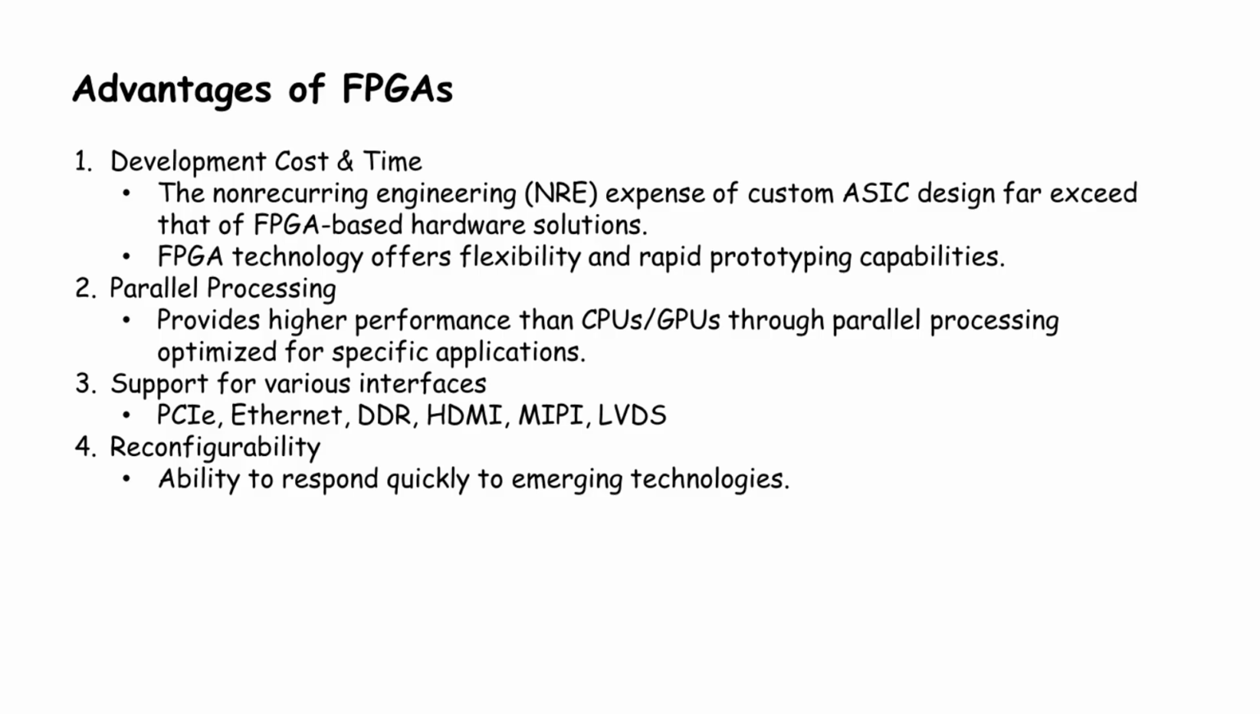So why do we use FPGAs? Let's explore their key advantages. 1. Development time and cost. Unlike ASICs, which could take 6 months to several years to develop, FPGA designs can often be completed in just a few weeks or months. This enables much faster time to market. Additionally, ASICs require high upfront costs, often millions of dollars in NRE, non-recurring engineering, expenses. In contrast, FPGA-based solutions are far more cost-effective, especially in low to mid-volume production. Of course, if you're planning to manufacture at very large scales, ASICs may still be the better economic choice.